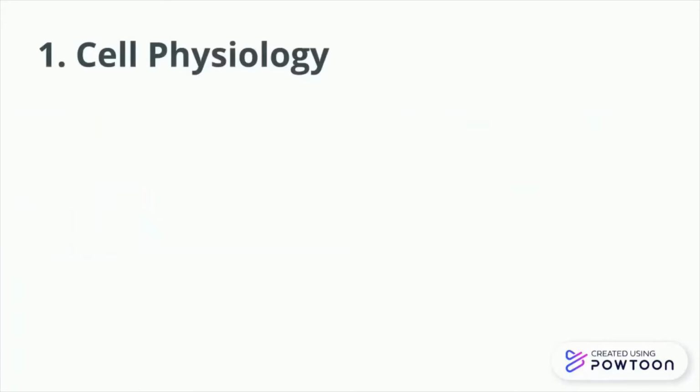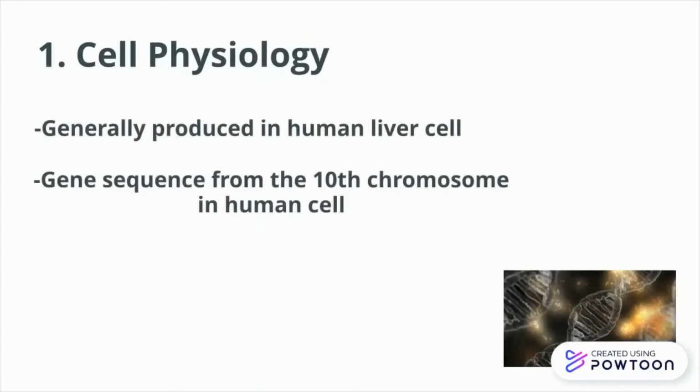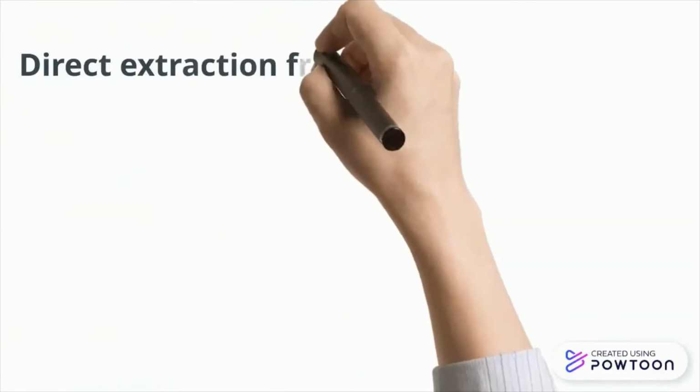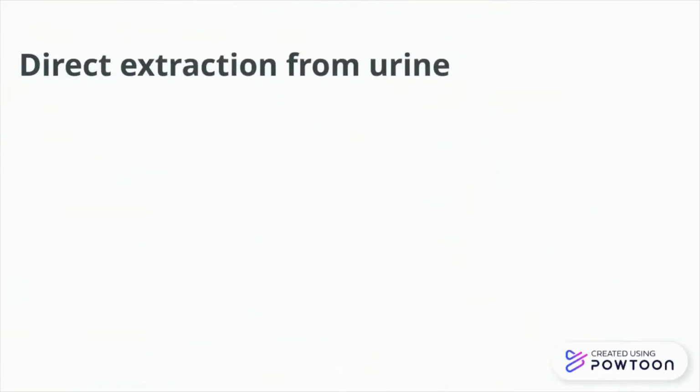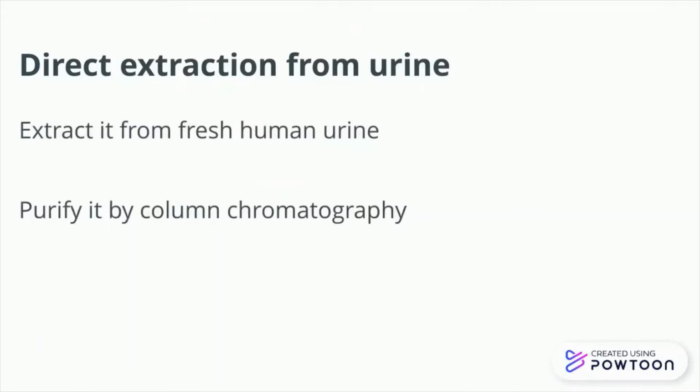Here is some background information on cell physiology. Urokinase is generated from the 10th chromosome inside the human liver cells. As mentioned before, since urokinase is secreted in urine, the first obvious method for the synthesis of urokinase is direct extraction from the urine. Specifically, it is extracted from fresh human urine and is purified by column chromatography.